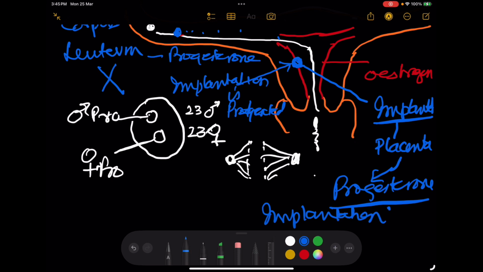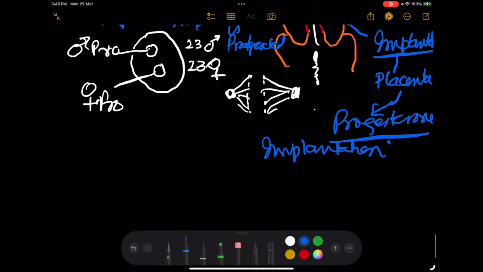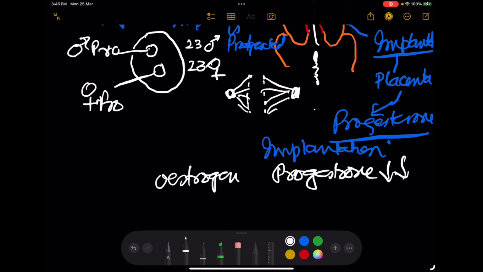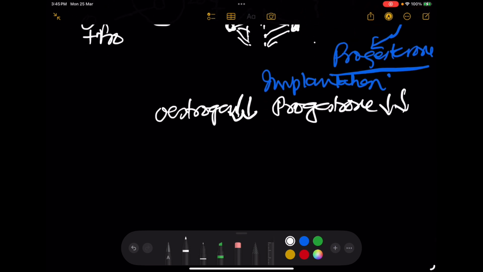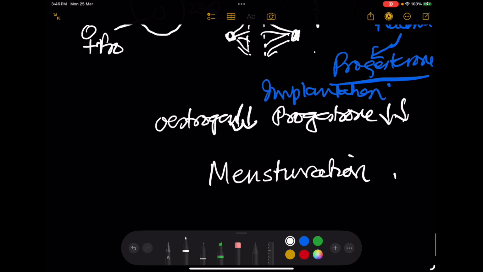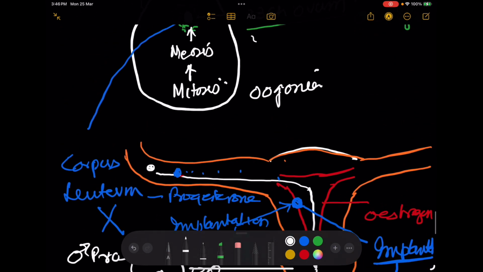So, if this mechanism fails, then both estrogen and progesterone decrease. The endometrium can no longer be maintained, and the endometrium is thrown out through the vagina in an act which is called menstruation. So this is the female reproductive system.